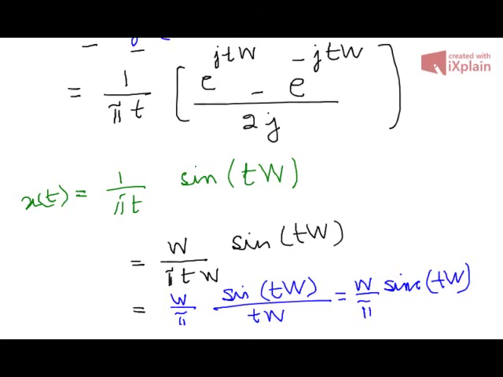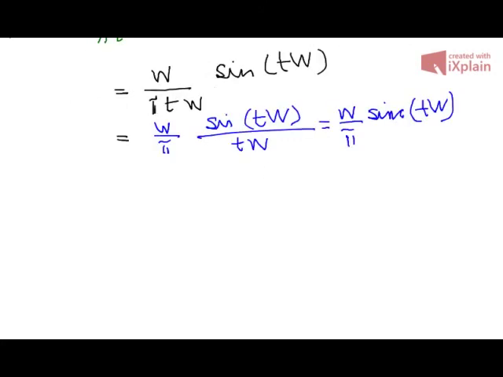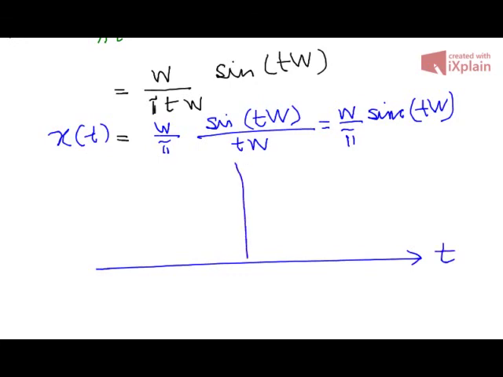Now, once you write it in the form of a sinc function, you can plot it as a sinc function. Omega is the frequency axis, but because this is x of t, we have to plot it not on the omega axis, it is on the time axis, right? On the time axis, we can see that x of t basically is a sinc function, which looks something like this.